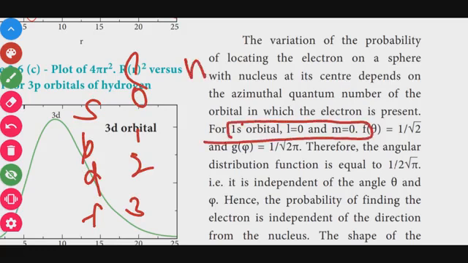What is the value of M? M is from minus L to plus L, so minus 0 to plus 0, it is 0. And then f of theta is 1 by root 2 and g of phi is 1 by root pi. Therefore the angular distribution function is equal to 1 by root pi. It is independent of the angle theta and phi.